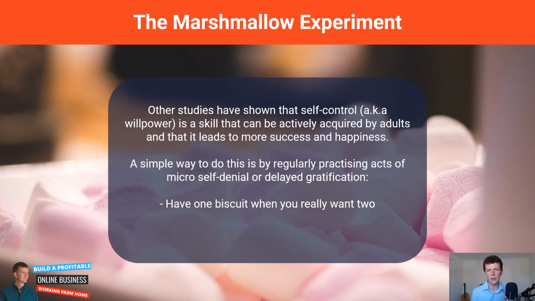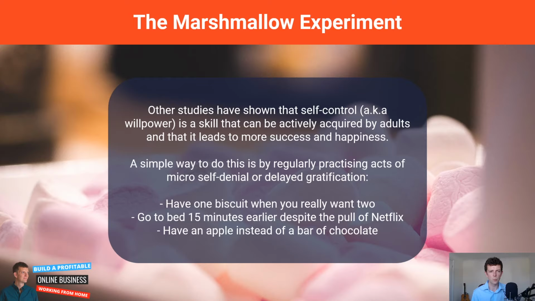Just have one biscuit or cookie when you really want to. Go to bed 15 minutes earlier, despite the pull of Netflix. Have an apple instead of a bar of chocolate. These are all micro acts of self-denial. All right, you're practicing taking decisions which will pay off in the future and not now.